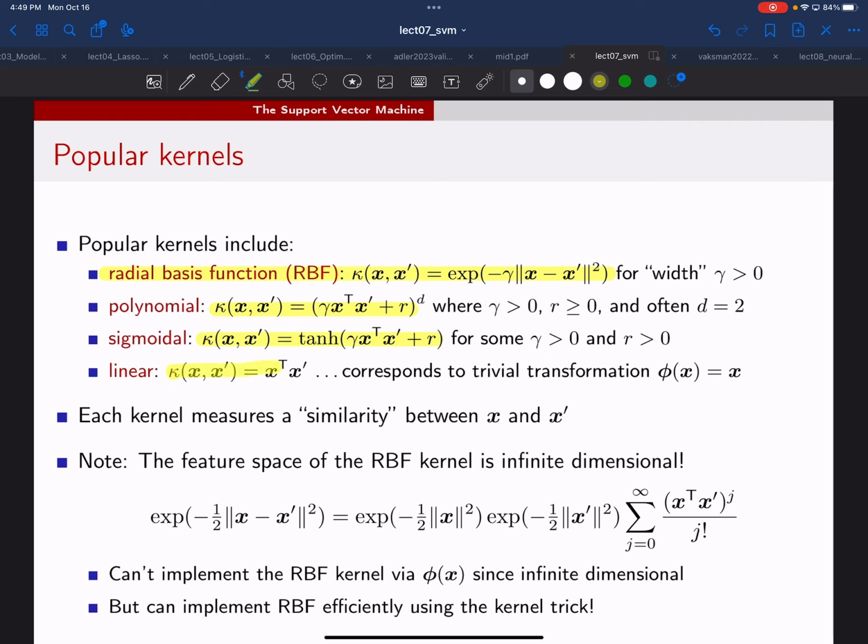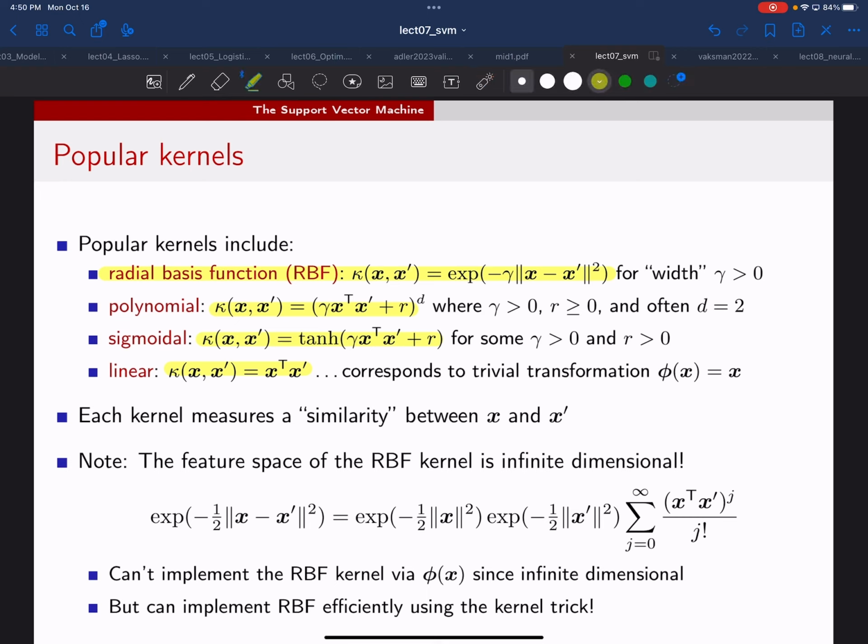Or you could use no kernel at all, which is essentially what we're doing with the SVC. That would correspond to kappa is just x transpose x prime. So as we know, this is not very powerful, but it's sort of a bridge between what we're doing now and what we were doing earlier in the lecture. So this is essentially no or trivial transformation.